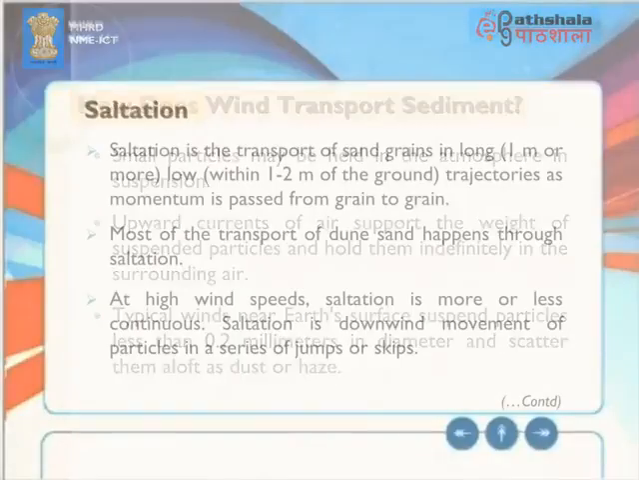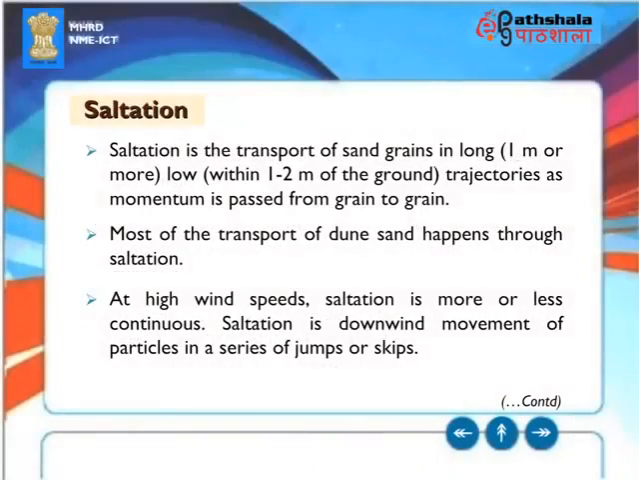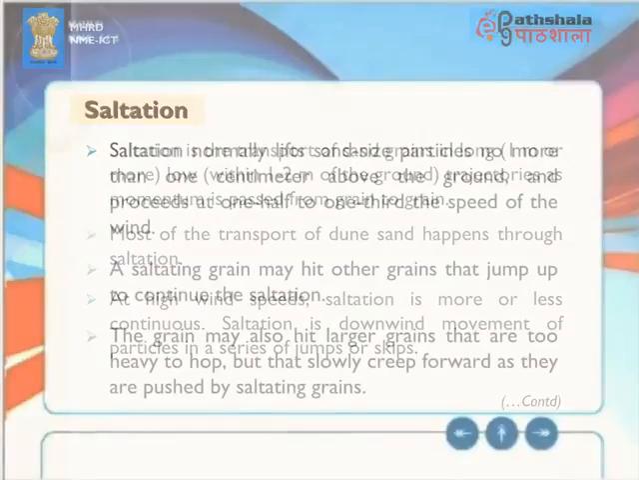Saltation. Saltation is the transport of sand grains in long trajectories, 1 meter or more, low within 1 to 2 meters of the ground, as momentum is passed from grain to grain. Most of the transport of dune sand happens through saltation. At high wind speeds, saltation is more or less continuous. Saltation is downwind movement of particles in a series of jumps or skips.